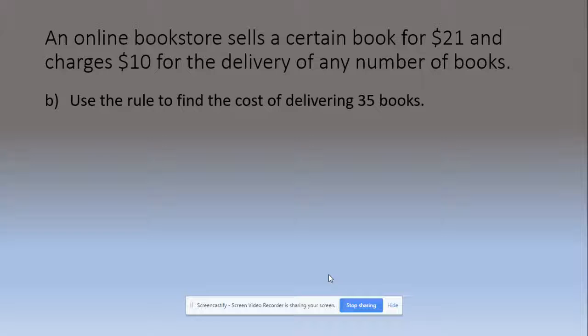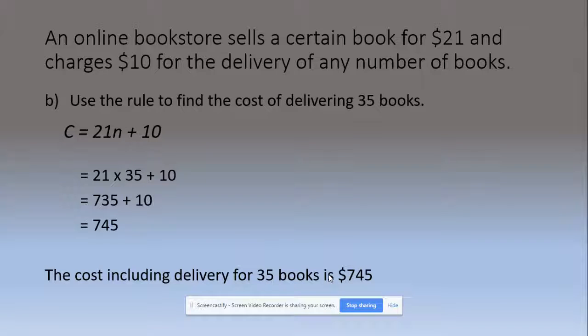It says, use the rule to find the cost of delivering 35 books. So what's our rule? Our rule is the cost is equal to 21 times however many books we get plus 10. So we've got 35 books, so 21 times 35 plus 10. 21 times 35 is 735. Add 10, we've got 745. The cost including delivery for 35 books is $745. If you want, you can just put the cost will be $745. Answer it in words because the question was in words.